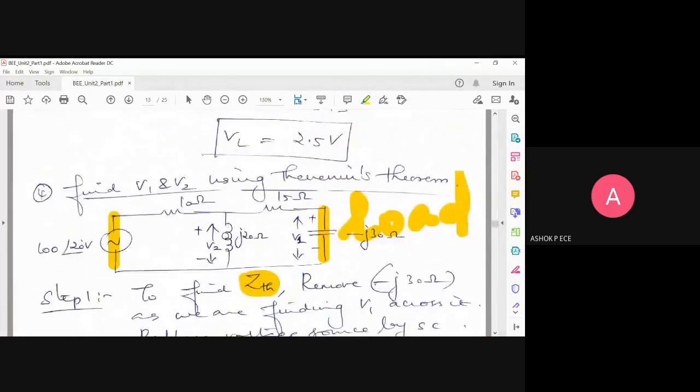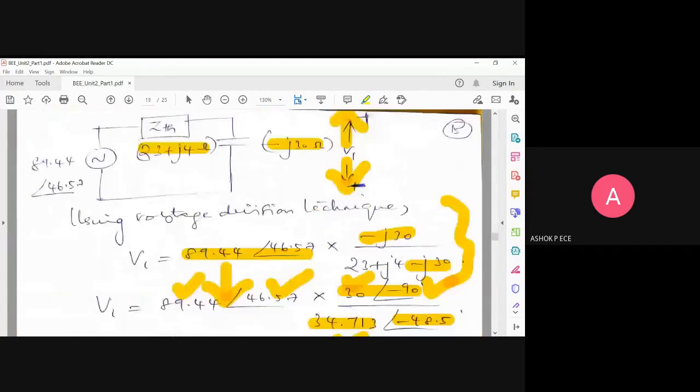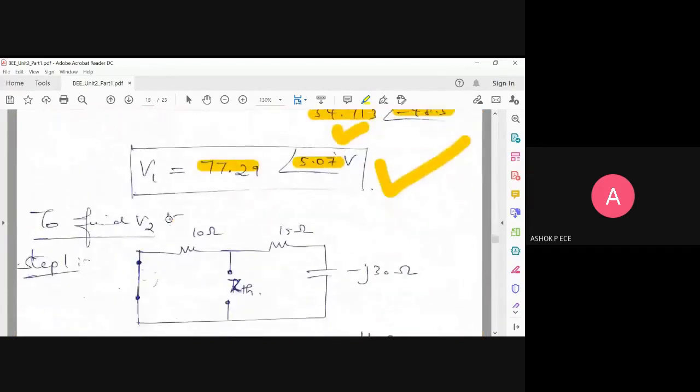So the first step is I have to remove that J20, and I have to deactivate my voltage source. So I'm going to do that, and I'm going to redraw the diagram. See here, I have removed my inductor and deactivated my voltage source. So if I cross these terminals, I have to measure my ZTH. Can anybody say what is the combination of resistors, whether they are series or parallel?